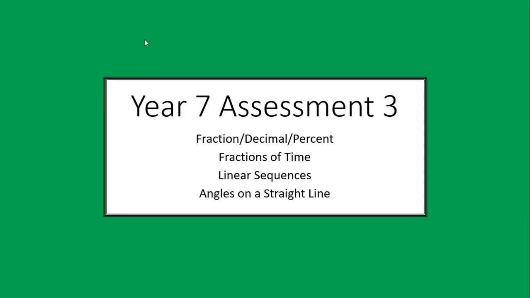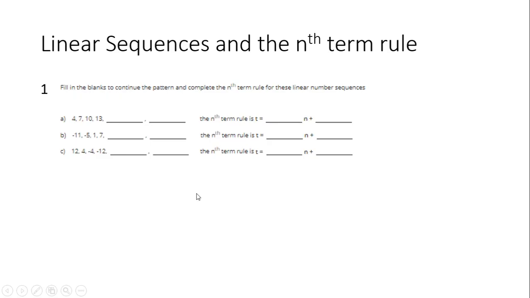Okay, let's get started. This assessment is going to be covering fractions, decimal percents, fractions of time, linear sequences, and angles on a straight line. This first question here is a linear sequence question, and it's asking you to work out what the nth term rule is. If you want to try that for yourself, hit pause and go ahead and give that a go. Let's have a look at how we actually did on this.